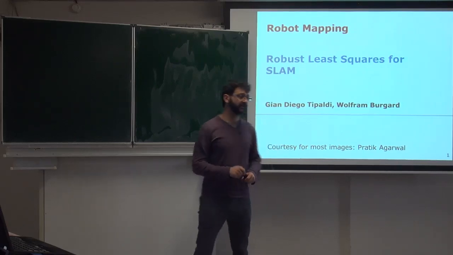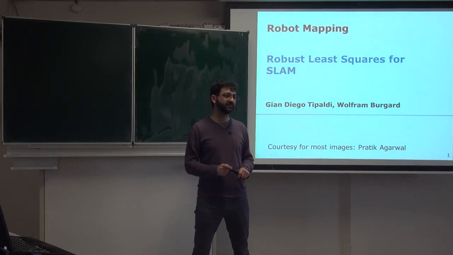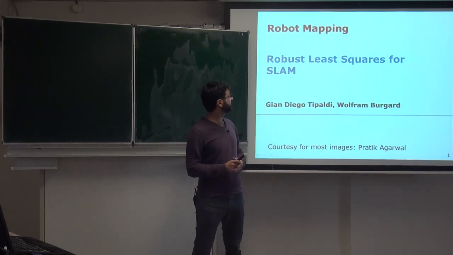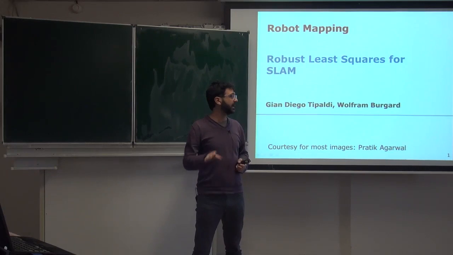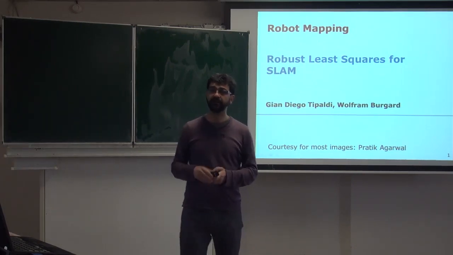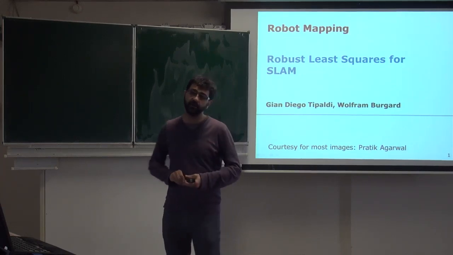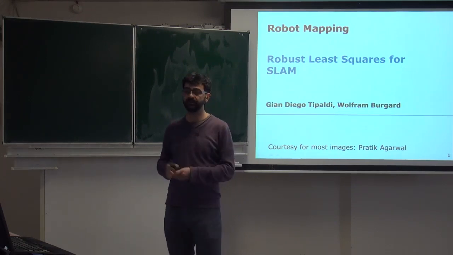So welcome to a lecture on robot mapping. This is the second last lecture, or let's say the second last day. Today we're going to talk about two topics. First one is robust least squares, so how to handle outliers, and we'll see soon what outlier means. And the second part will be on stochastic gradient descent for SLAM, which also is, let's say, robust to outliers in some sense, and we'll see it later on.